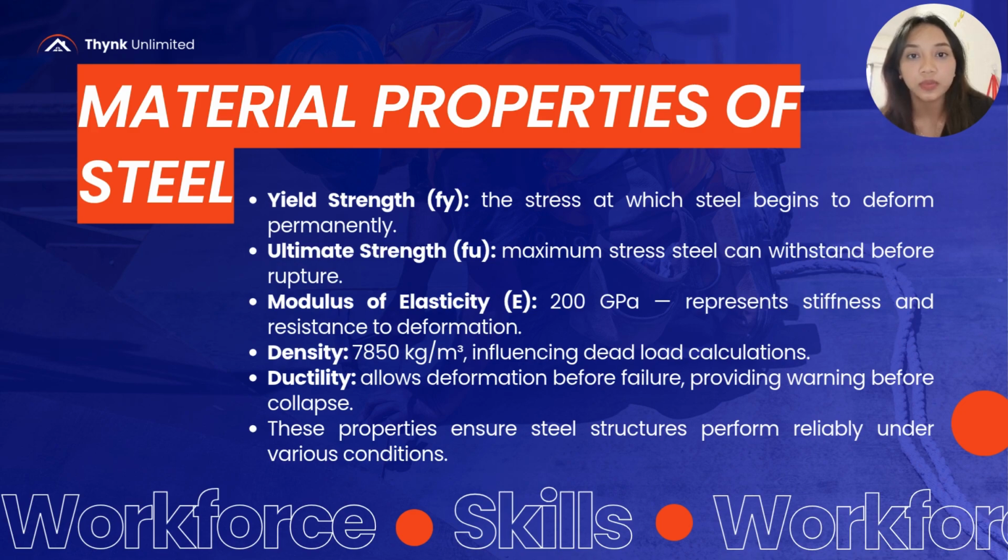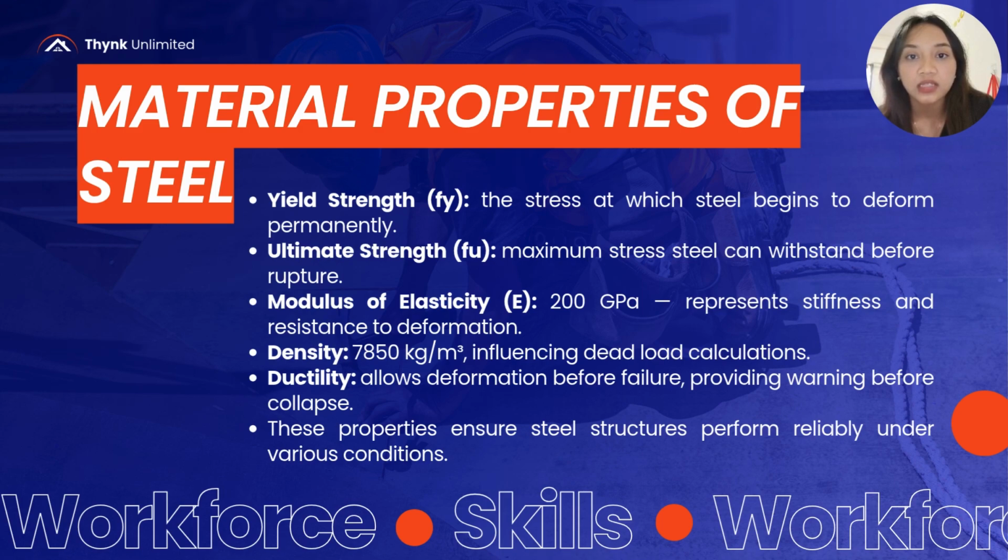Now the material properties of steel. Yield strength fy is the stress at which steel begins to deform permanently. Ultimate strength fu is the maximum stress steel can withstand before rupture. Modulus of elasticity E equal to 200 GPa represents stiffness and resistance to deformation.